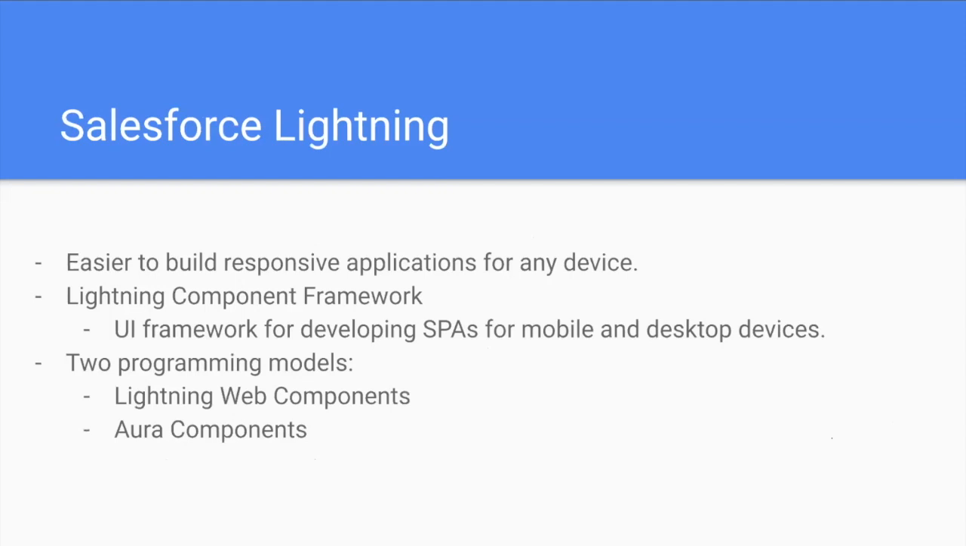This is a little bit different from Salesforce Lightning, which is a framework that Salesforce has built to allow us to build responsive applications for any device. It is done through the Lightning Component Framework, which is a UI framework for developing single-page applications for mobile and desktop devices. And Salesforce gives us 2 programming models to create our own Lightning components. That is through Lightning Web Components and then the legacy piece of software called Aura Components.